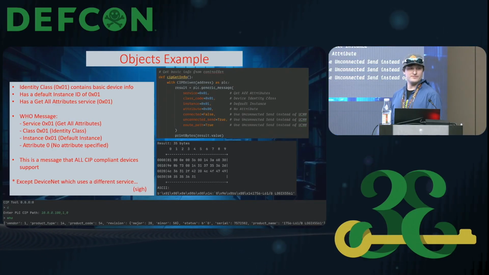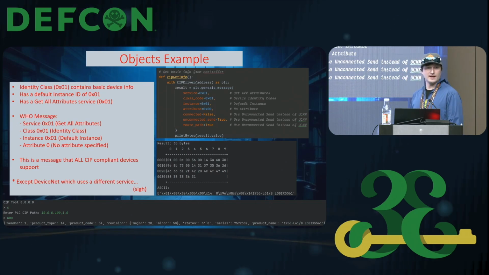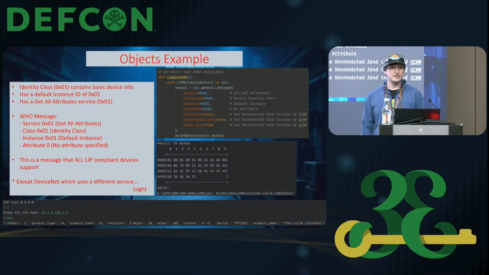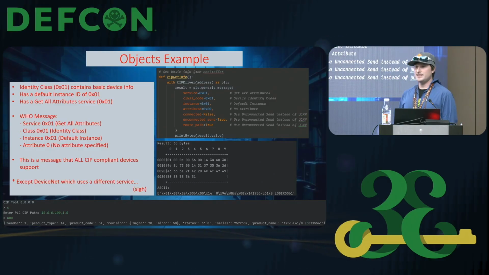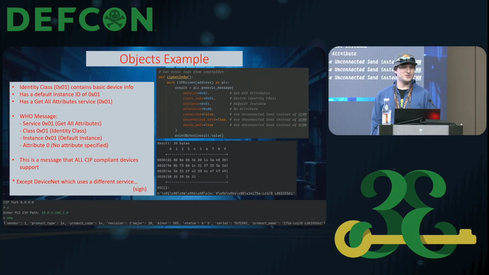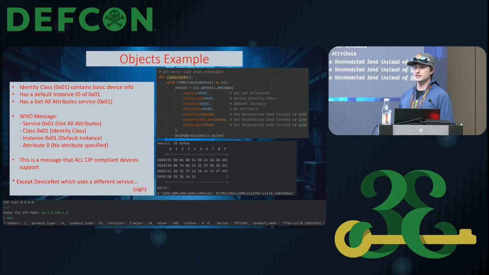So let's talk about probably the most common, the most basic CIP object, the identity class. The identity class is instance ID 1, easy to remember. It has a default instance of that class, ID 1. And it supports a service code of get all attributes, which is service 1. So, easy message to remember, 1, 1, 1. And that's going to tell you all the basic information about that device. So, we call that the who message.